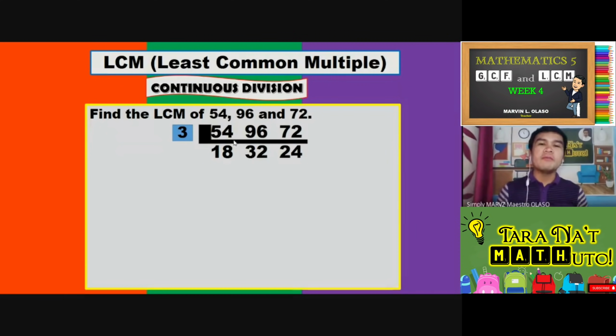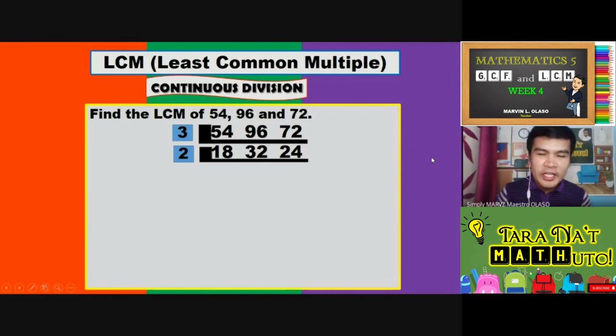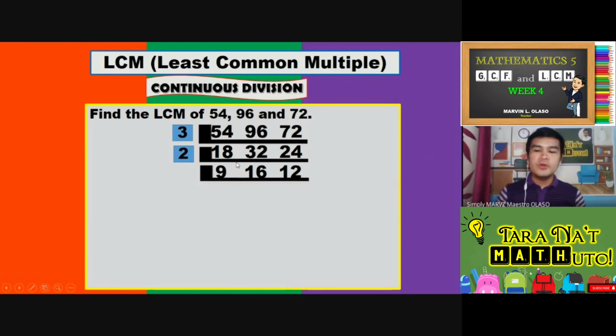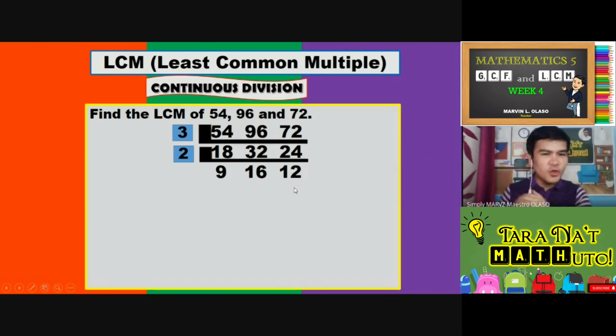2. Sige. Pwede daw yung 2. Tama ka dyan because all the given numbers are even. So 18, 32, 24 ay pwede sa 2. We have 18 divided by 2, 9. 32 divided by 2, we have 16. 24 divided by 2, we have 12. Now, 9, 16, 12. Is there any given number or any factor that can be divided by 9, 16, 12?